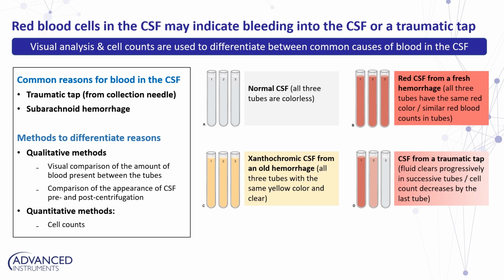But the lab may also look at the color of the supernatant post-centrifugation. If the sample appears colorless, the presence of blood is likely due to a traumatic tap. But if the supernatant appears pink, red, or xanthochromic, a hemorrhage should be suspected. And then, of course, an example of a quantitative method is a cell count, which we'll get much deeper into in later slides.